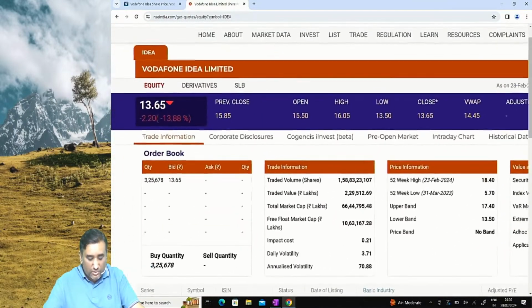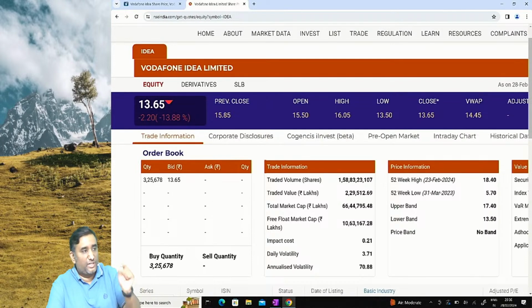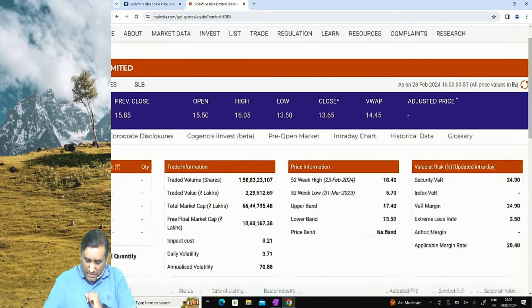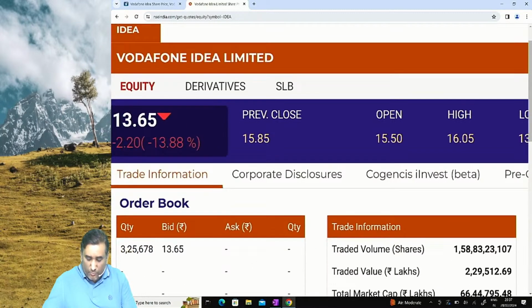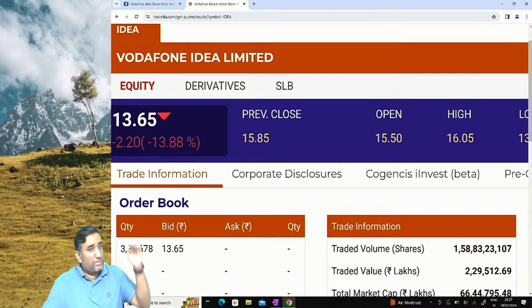But this fall was not expected. Fall was expected because there is a pre-open 9 to 9:15. When a pre-open happens, generally you will find trading of the share will happen 3 lakh shares, 4 lakh. It opened today, I think. Yesterday close was 15.85. Look at this. This was the close, opened at 15.50 today, and there was a selling of 1.45 crore shares.